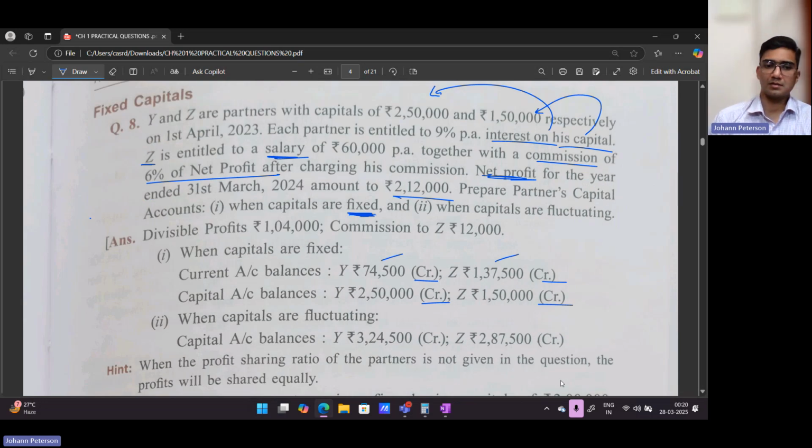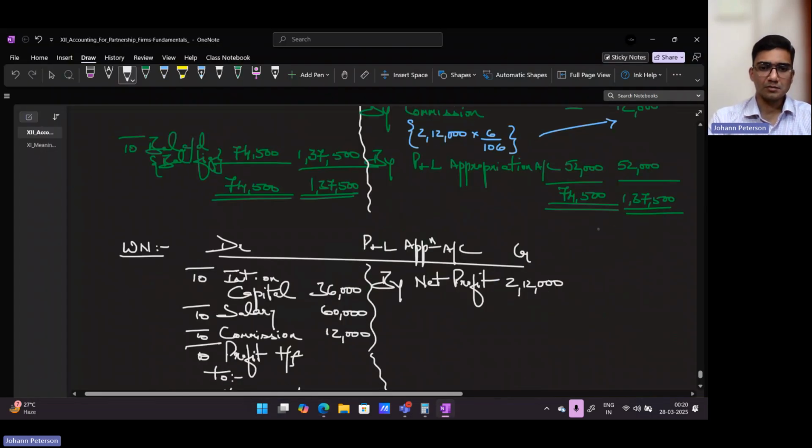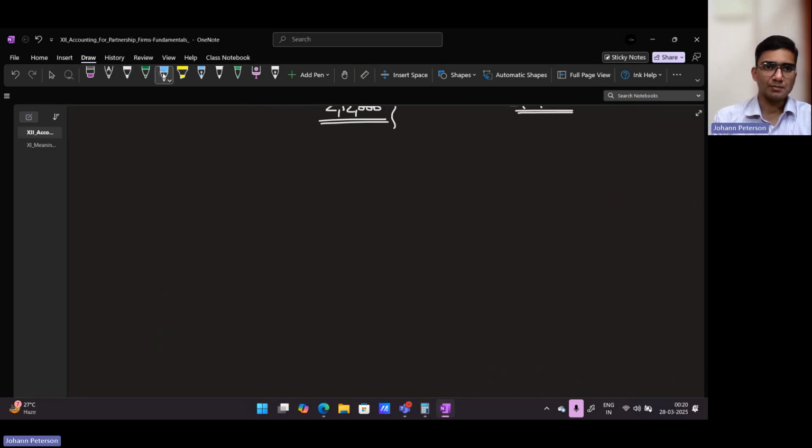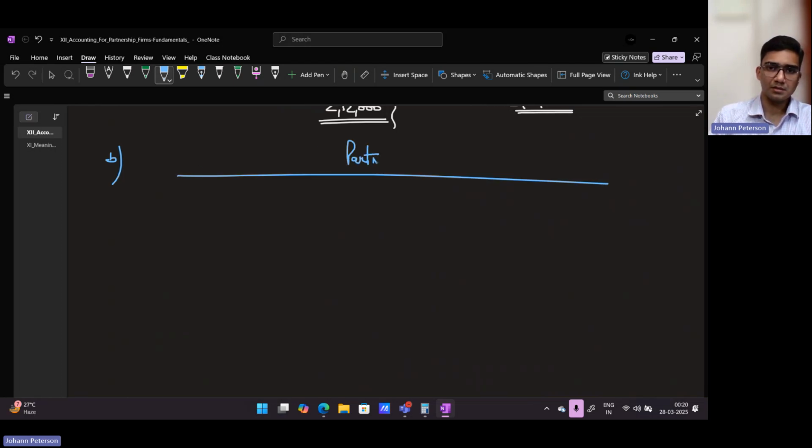Now the second part is when the capitals are fluctuating. So here we are going to make one account. This part should also be practiced once. So let's do this. We will simply call this partners' capital account. Debit, credit.